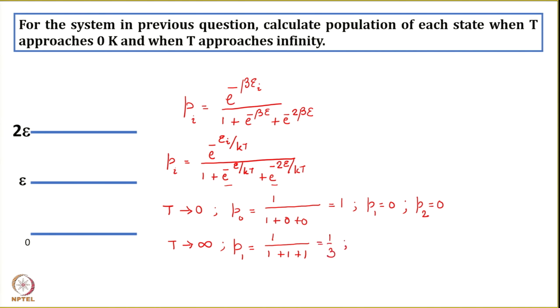I wrote for P1, or you can also say this is P0. For P0, this is 1. For P1, again the upper term and lower terms are all going to be 1 over 1 plus 1 plus 1, because each term is contributing 1, which is 1 by 3. And similarly, when you calculate P2, you also will get 1 by 3. Same arguments. So what do we conclude from this?